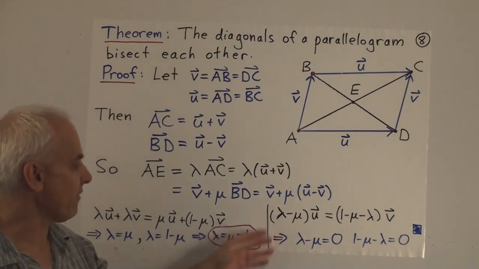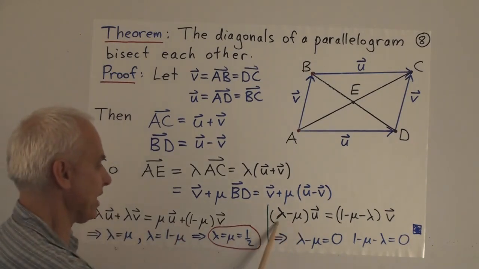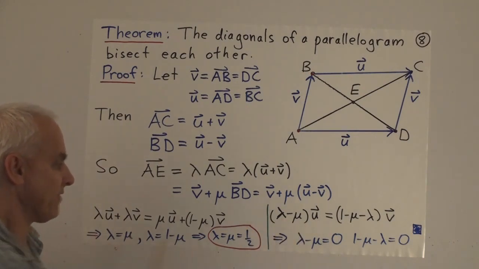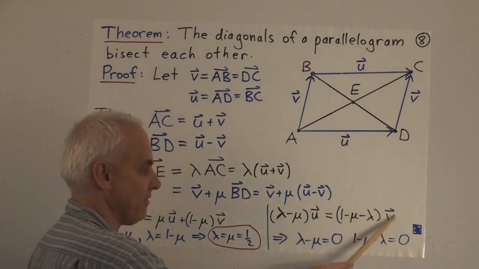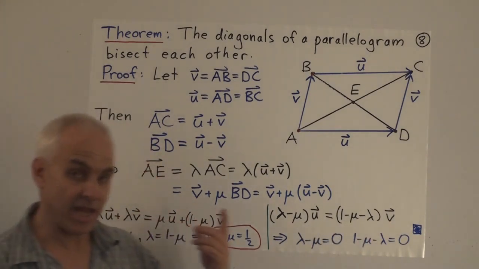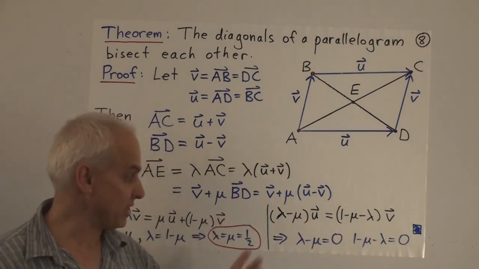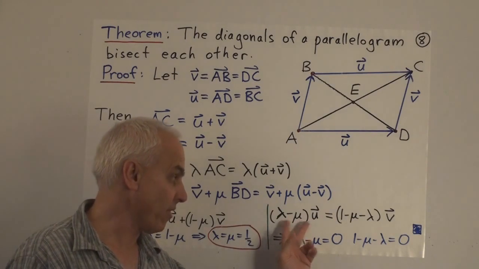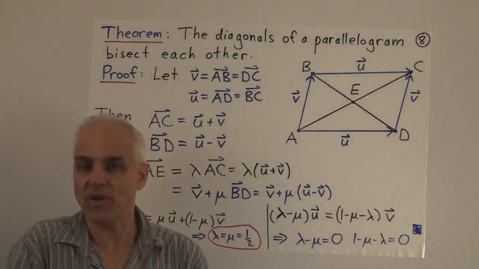Here's another way of expressing that. We could also have brought all the vectors u on one side, so get lambda minus mu times the vector u, and then bring all the things involving v on the other side, 1 minus mu minus lambda times v. And then we can say that the vectors u and v are linearly independent, so it's impossible for one of them to be a multiple of the other, unless that multiple is 0.